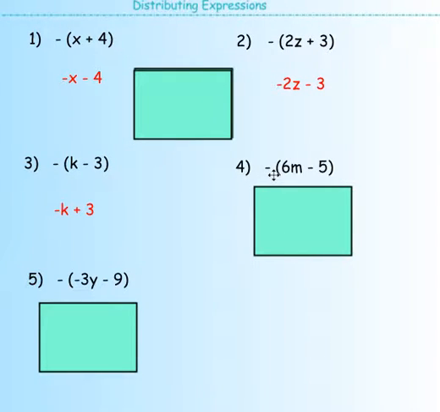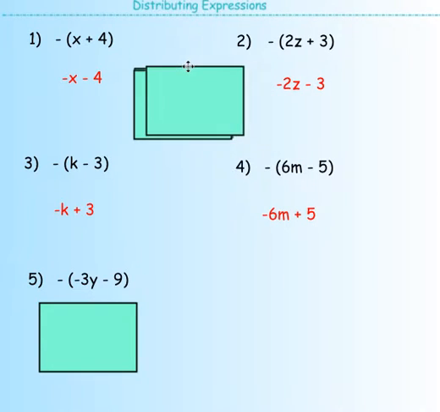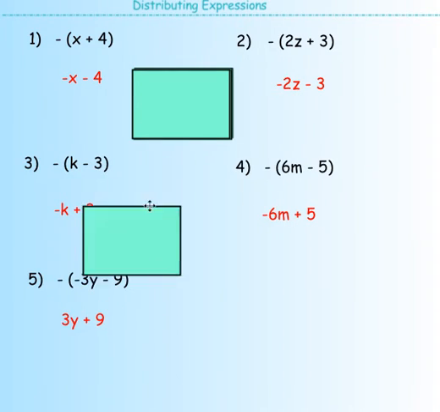The next one. Now remember, we want to get rid of these parentheses, so you can either distribute that negative 1, or it's the same thing here as taking the opposite of what's inside. So the opposite of 6m minus 5 would be negative 6m plus 5. And the last one, the opposite of negative 3y minus 9 would be 3y plus 9.